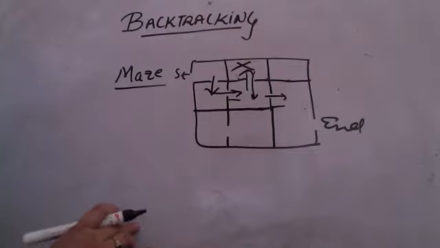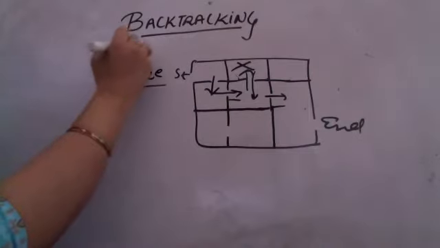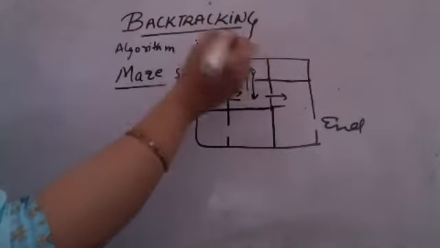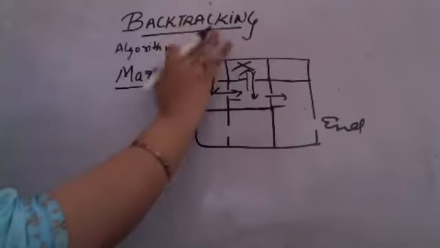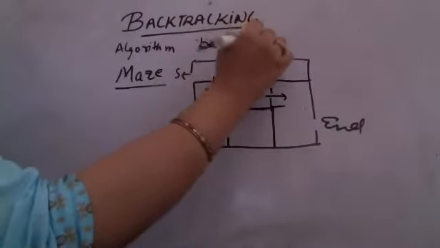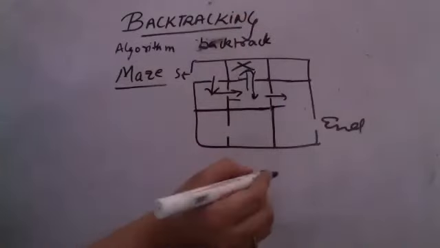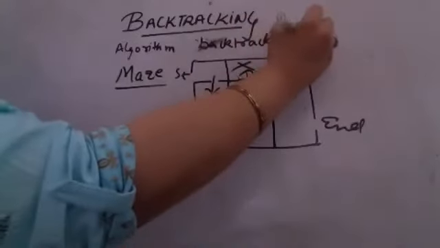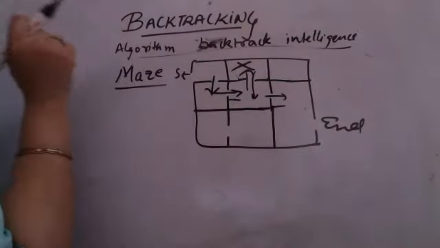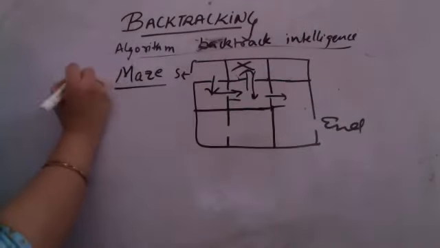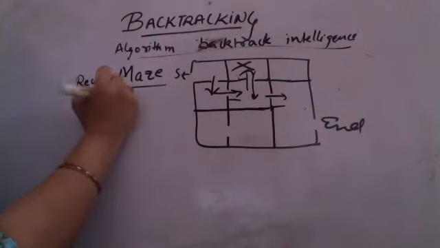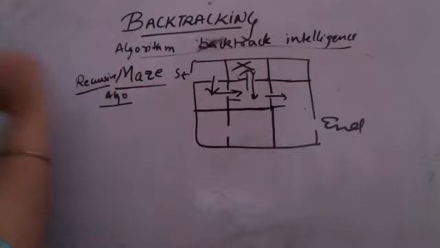So algorithms that use intelligent backtracking, or that backtrack intelligently, are called backtracking algorithms. They backtrack the same route that has been followed with some intelligence. Let us try to solve the recursive maze algorithm using backtracking. The very first example that we are considering today is the recursive maze algorithm.